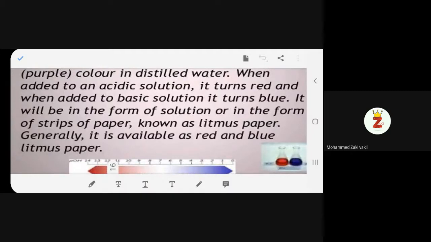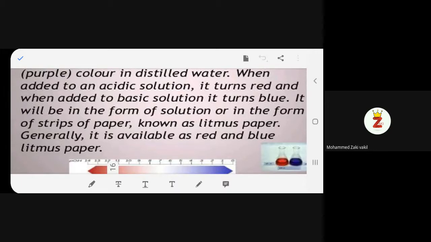It is in the form of strips of paper known as litmus paper. You have skipped one line. Sorry, ma'am. It will be in the form of solution or in the form of strips of paper known as litmus paper. Generally, it is available as red and blue litmus paper.